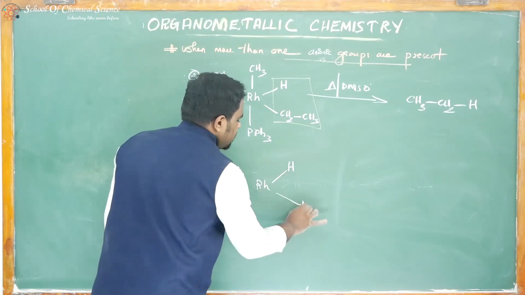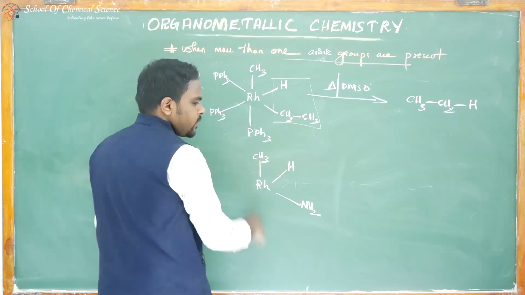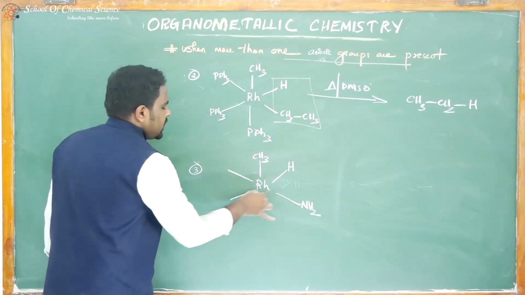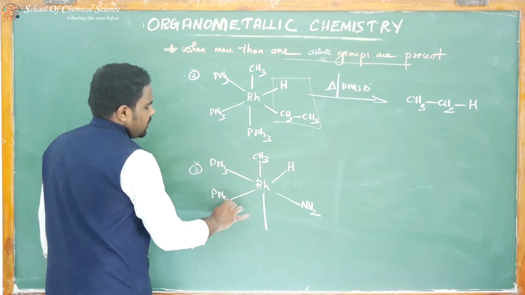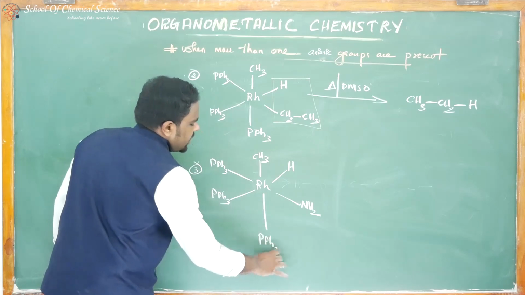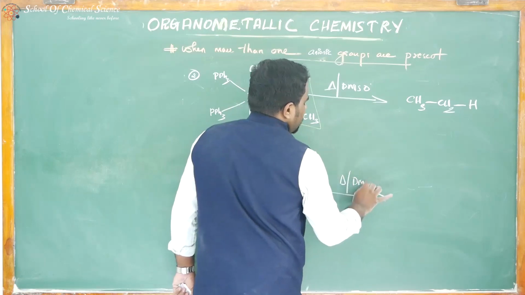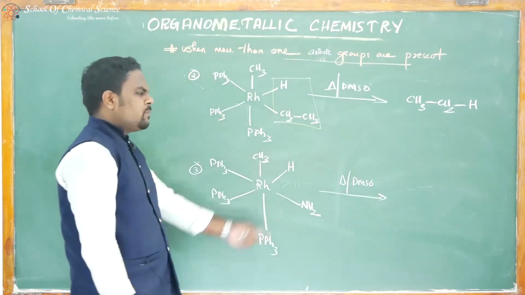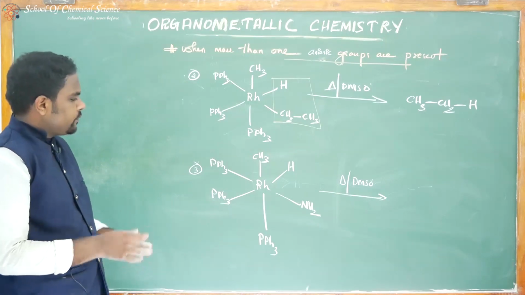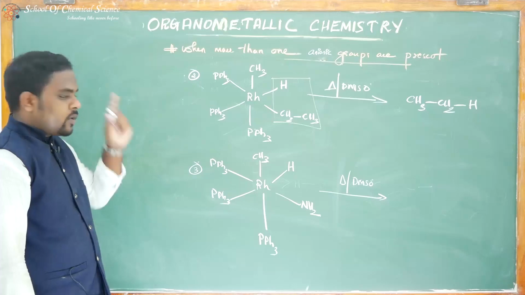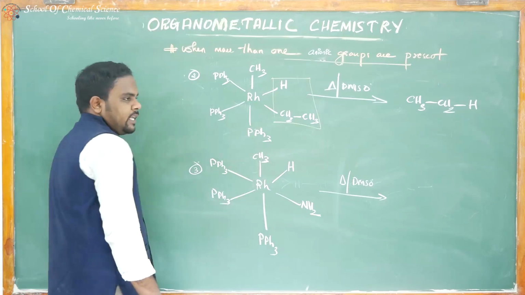Here hydrogen, here NH2, here a CH3, and here PPh3, three times, heating in the presence of a DMSO-like solvent. Sometimes simply heating will be given. Okay, so what will be your product? NH2 minus anionic, hydrogen minus, CH3 minus.